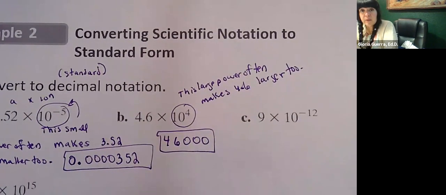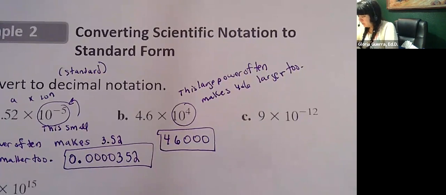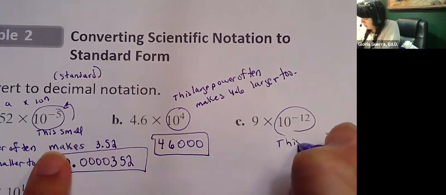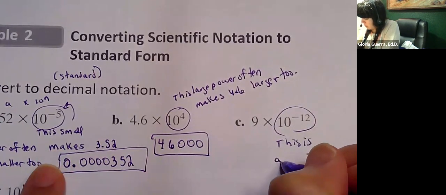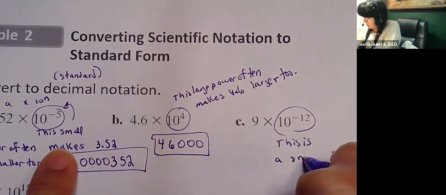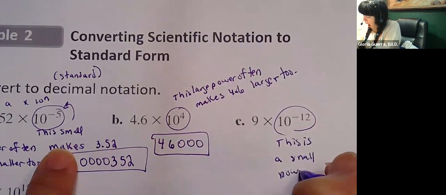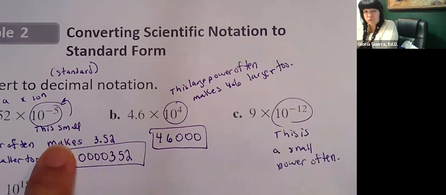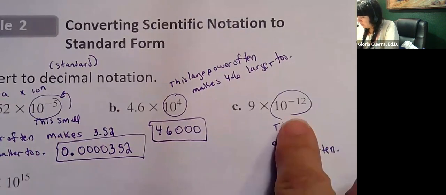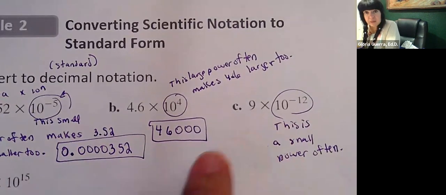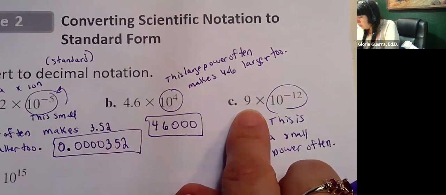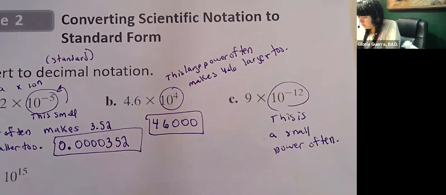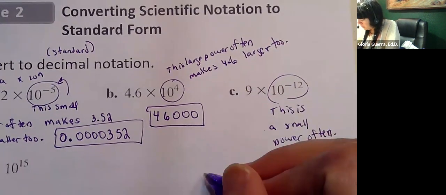Okay, part C, 9 times 10 to the negative 12. Okay, so remember, like we said on A, this is a small power of 10. 10 to the negative 12 is a small number. So the impact it will have on this, it will also make 9 small. And the only way to make 9 small is if you move to the left, to make that small.